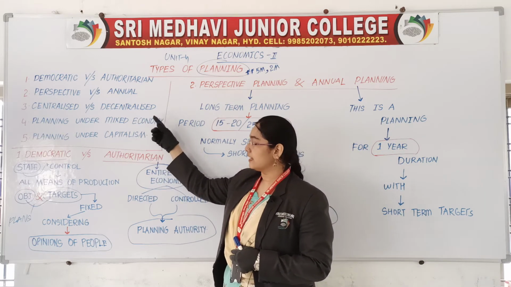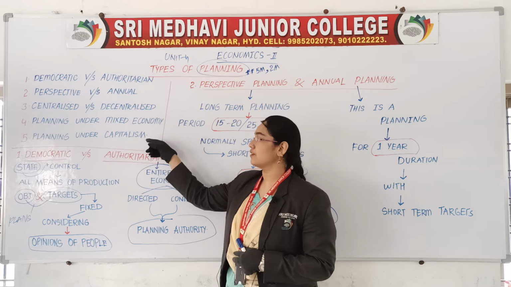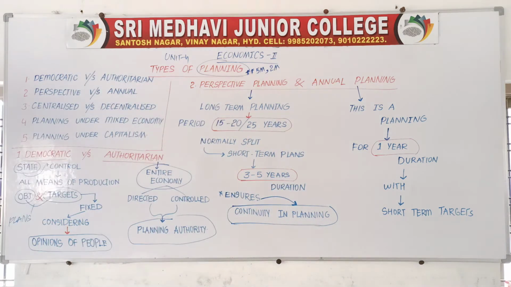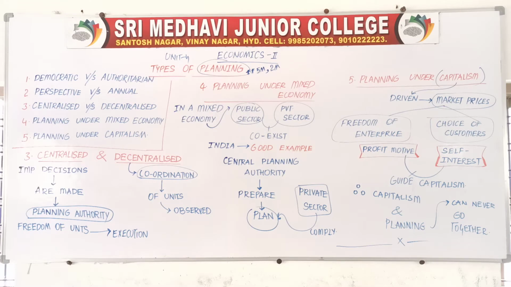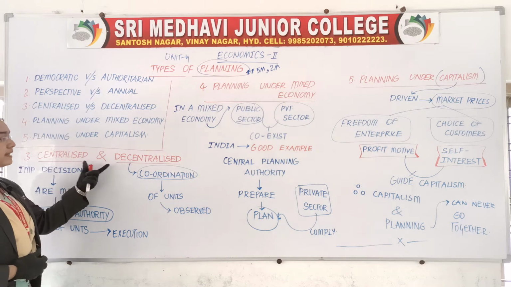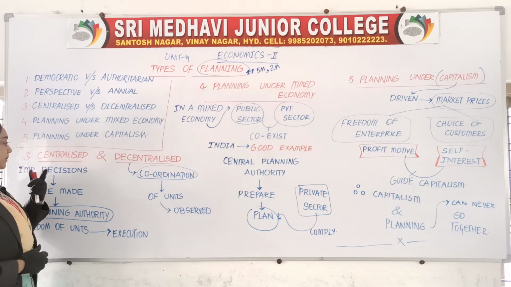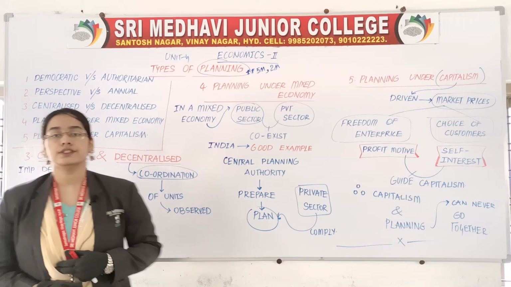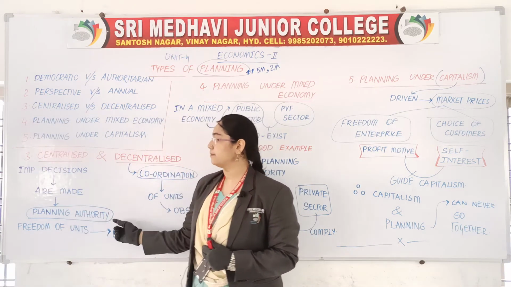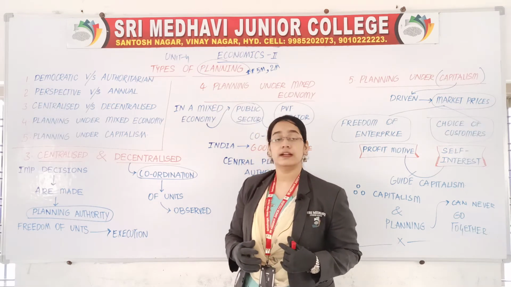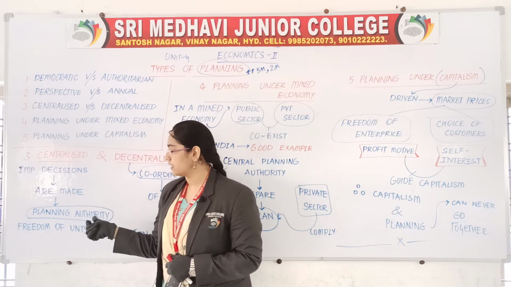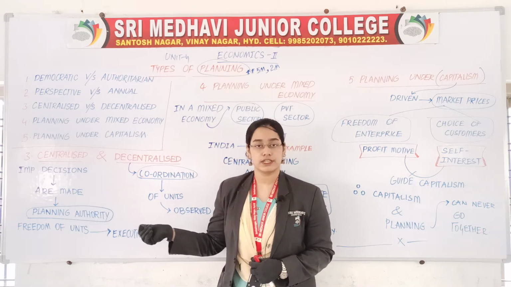Then centralized, decentralized, mixed economy and capitalism we are going to discuss now. The third point is centralized and decentralized planning. Under centralized planning, all the important decisions are made by the planning authority.